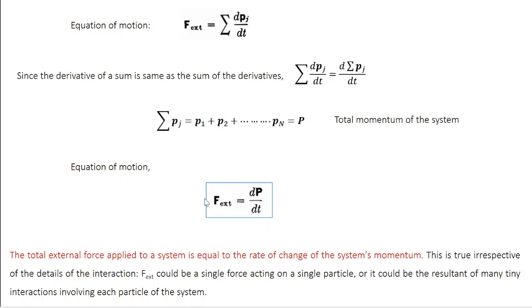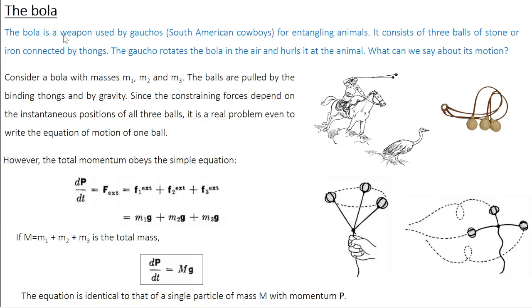Now let's see what is the implication of this result in one of the practical situations. So let's take the example of the bola. Bola is a weapon used by the gauchos. Gauchos are South American cowboys, and this is used for entangling animals. You can see it from this schematic. It consists of three balls of stone or iron connected by thongs. Thongs are strips of cloth or leather.